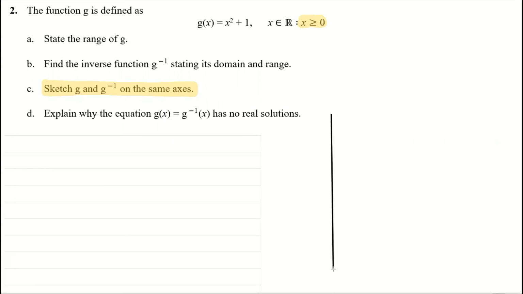Okay, so there's the vertical axis, the y-axis, and the x-axis. And just label those. So that's going to be x, and that's going to be y. And remember, we're only interested in the positive x values, so it's just a positive quadrant. And x squared plus 1 is a quadratic. So it's going to have a y-intercept here at 1 and just the right half of the quadratic graph.